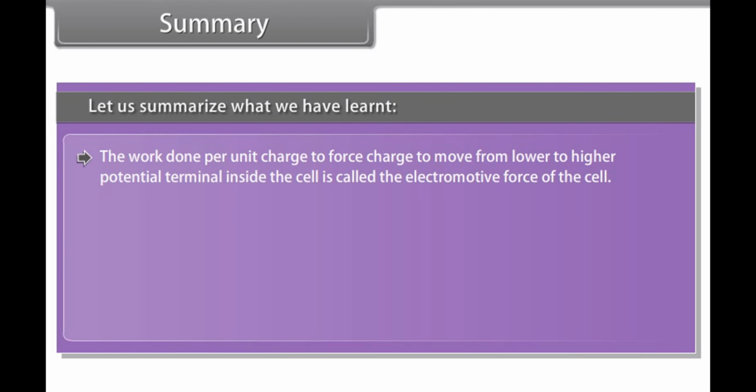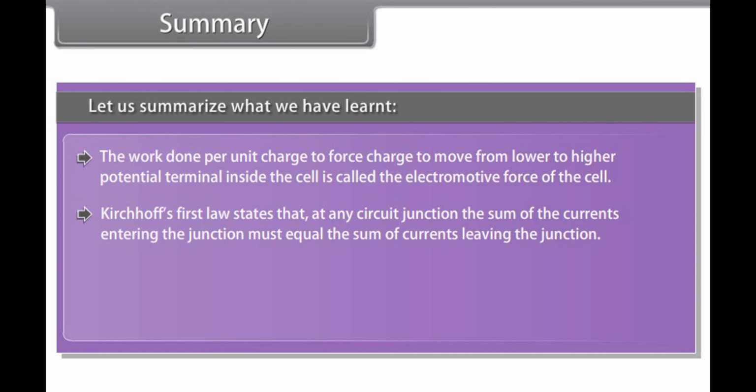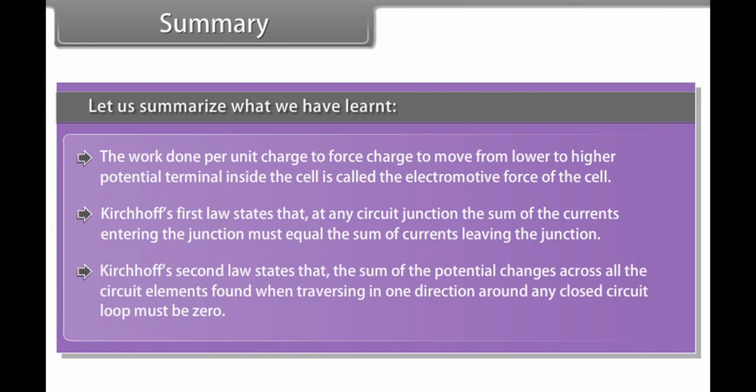The work done per unit charge to force charge to move from lower to higher potential terminal inside the cell is called the electromotive force of the cell. Kirchhoff's first law states that at any circuit junction, the sum of the currents entering the junction must equal the sum of currents leaving the junction. Kirchhoff's second law states that the sum of the potential changes across all the circuit elements found when traversing in one direction around any closed circuit loop must be zero.